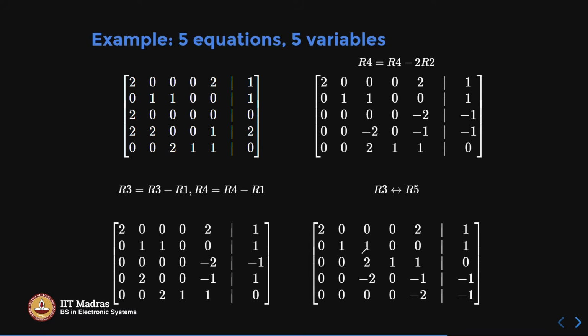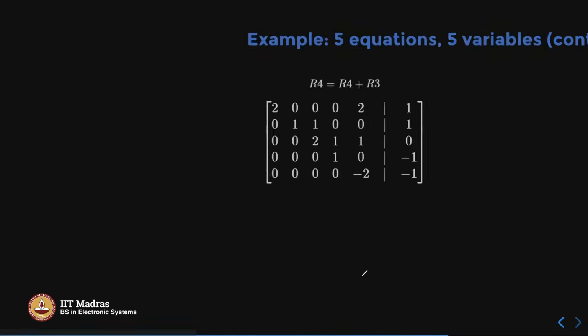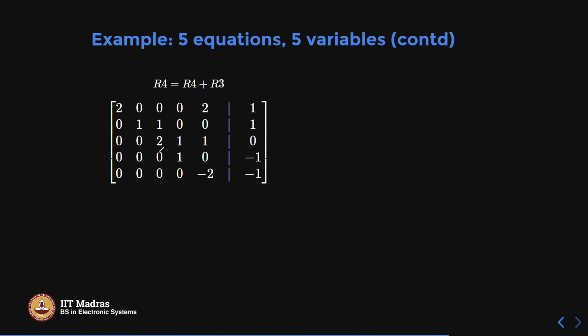So now I have a non-zero pivot here. I can make everything below it 0. Right, so this is non-zero. I have to make that 0. So if I do that, I have the form here. So I'm done with 2. Below this it's all 0.